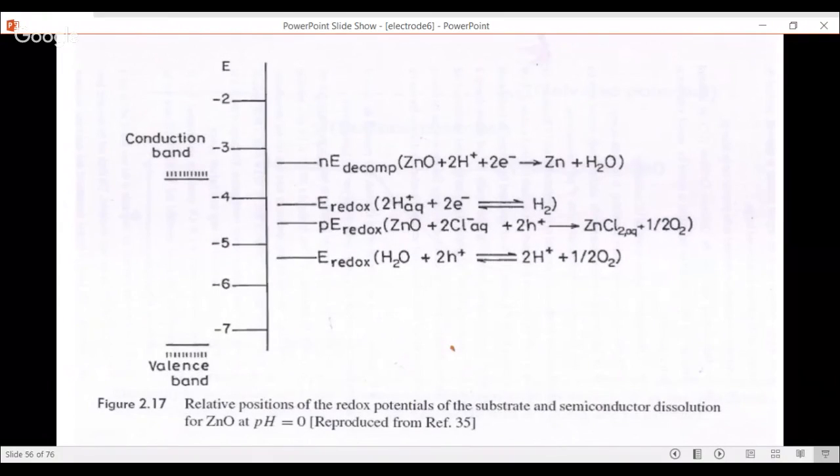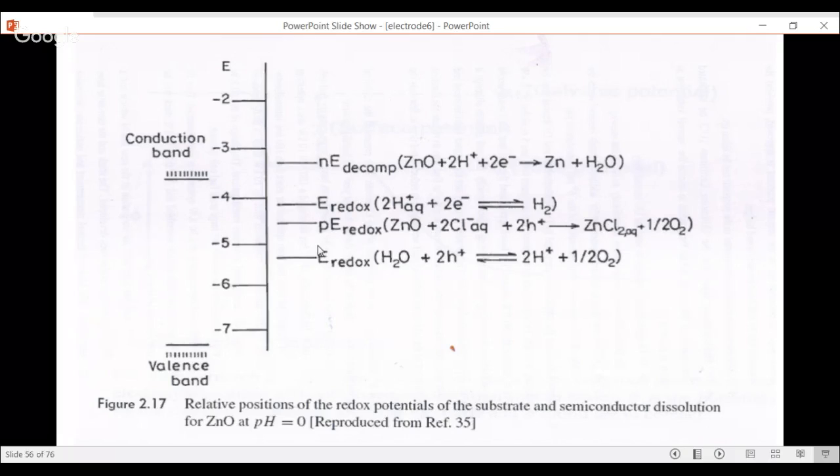So now, what is the situation? The question is, we have to look at a few important parameters. Now you look at this. The oxygen evolution reaction potential is given here with respect to zero. We have already seen zero is 4.5. With respect to it, 1.23 volts below that.